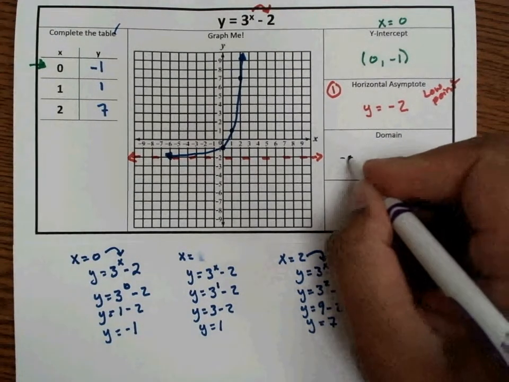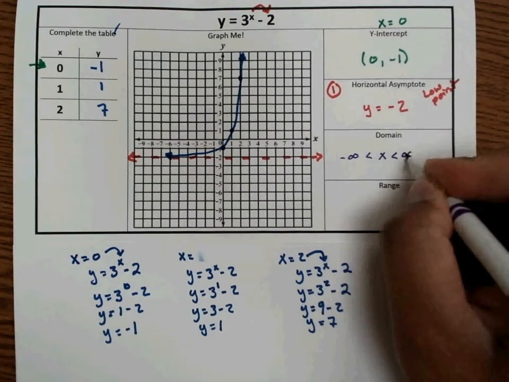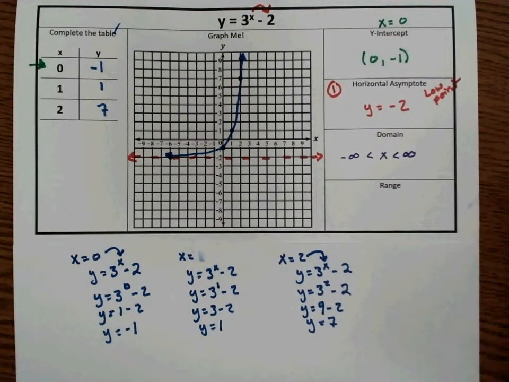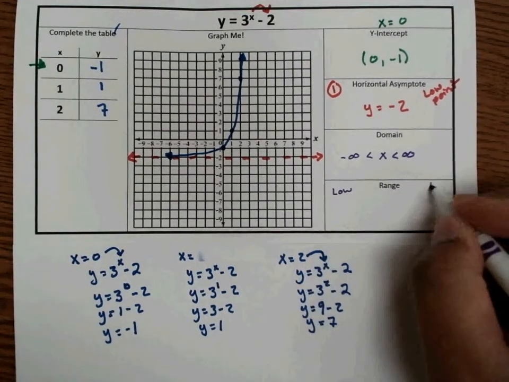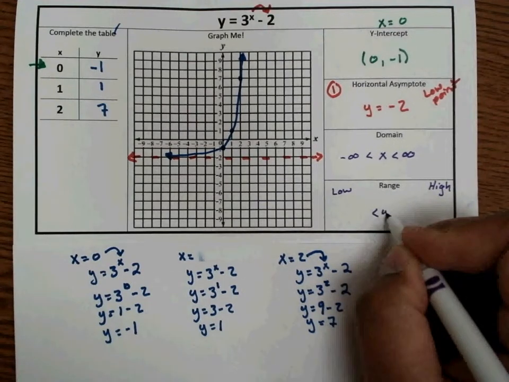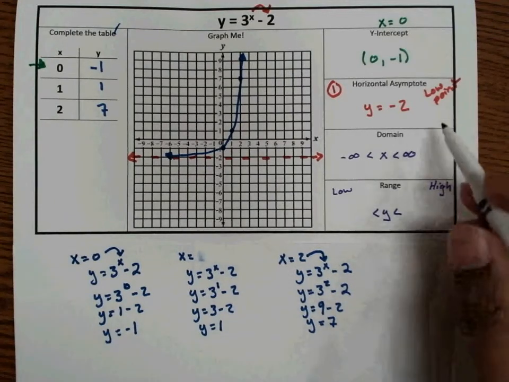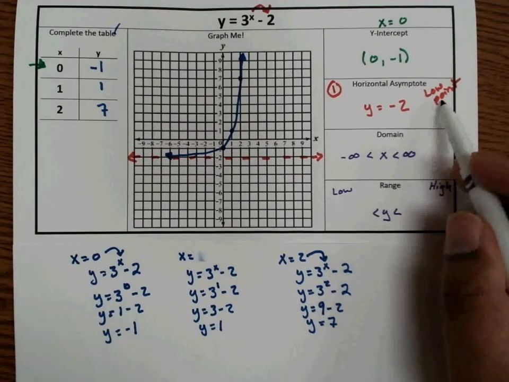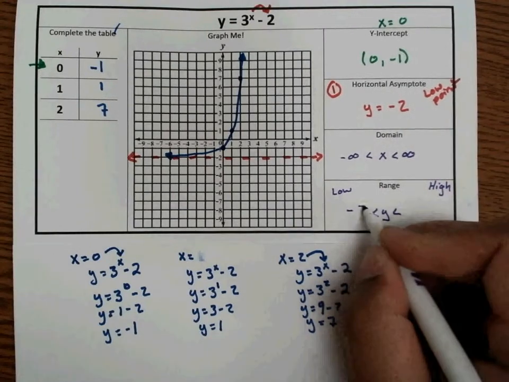is always -infinity less than x less than infinity, and that will be for all the functions we learned and found in Math 1. And our range is going to be the lowest and the highest that it can go. And we know the middle is always less than y less than. And our low point is what? I even wrote it there. Lowest point is always a horizontal asymptote. So we're going to write -2.